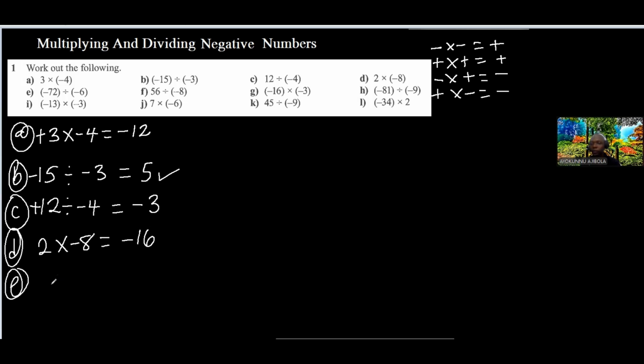Then we have minus 72. Let's see. Yeah, let's see. So minus 72 divided by minus 6. Again, minus cancel minus, and 72 divided by 6 is 12. Then F.